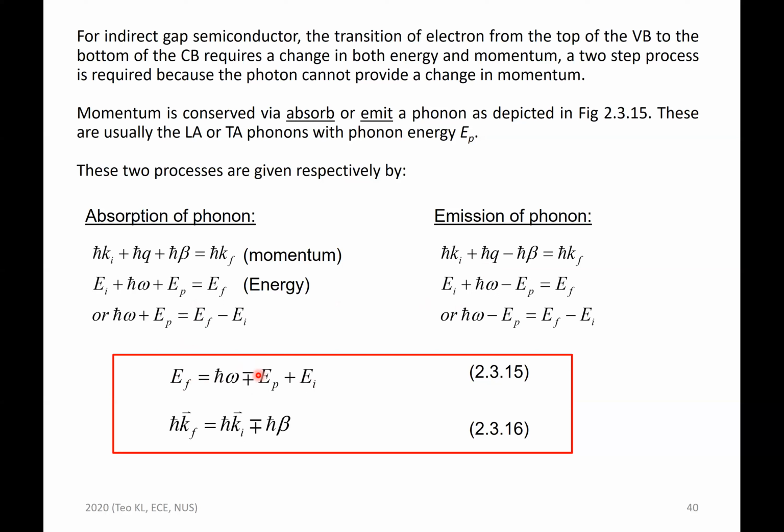So the minus is for the emission of photon, and plus is for the absorption of photon. And for momentum, since we drop the h bar cube, you also have minus plus. Okay, so the minus is for the emission of photon, plus is for the absorption of photon.